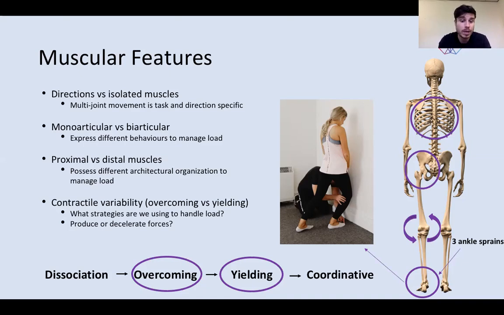Okay. And we could even look at it more globally as well, and appreciate that proximal muscles are generally not in direct contact with the external environment, while distal tissues are.